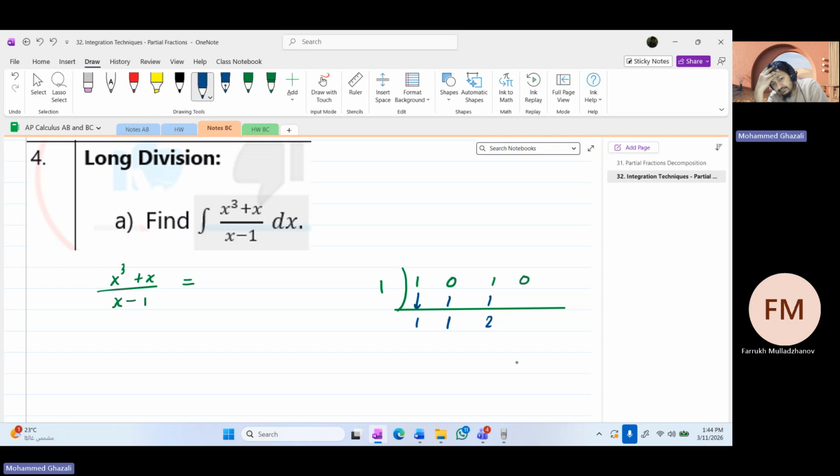Make sense so far? And then 1 times 2 is 2. You add them up, you get 2. So the last value is your remainder. Okay? So what's the answer for this?